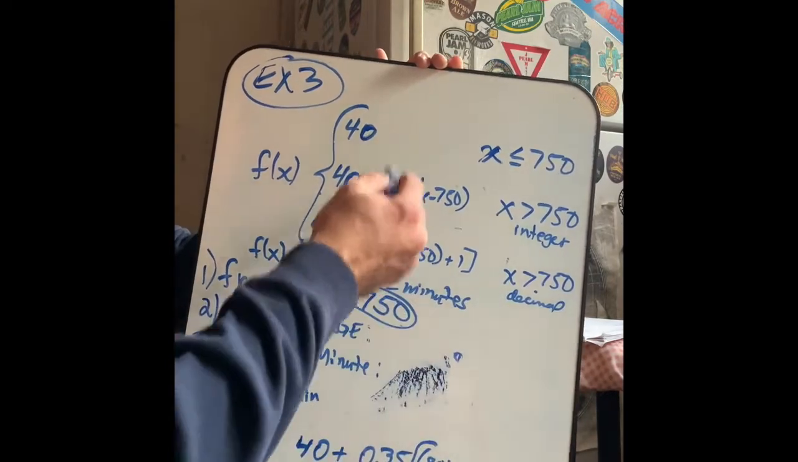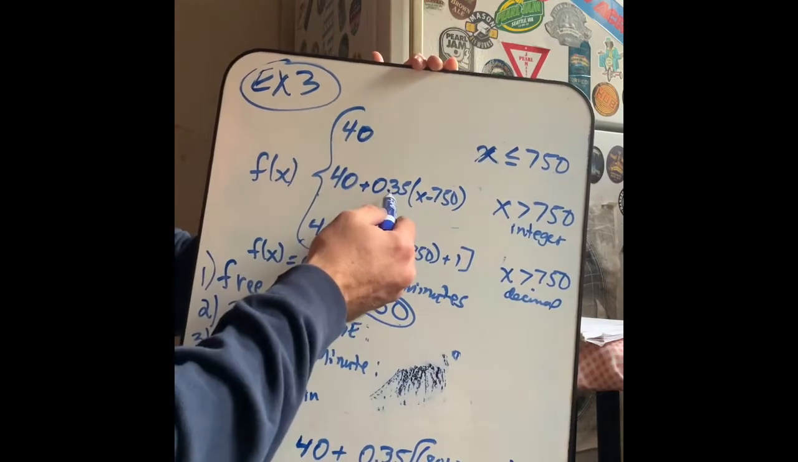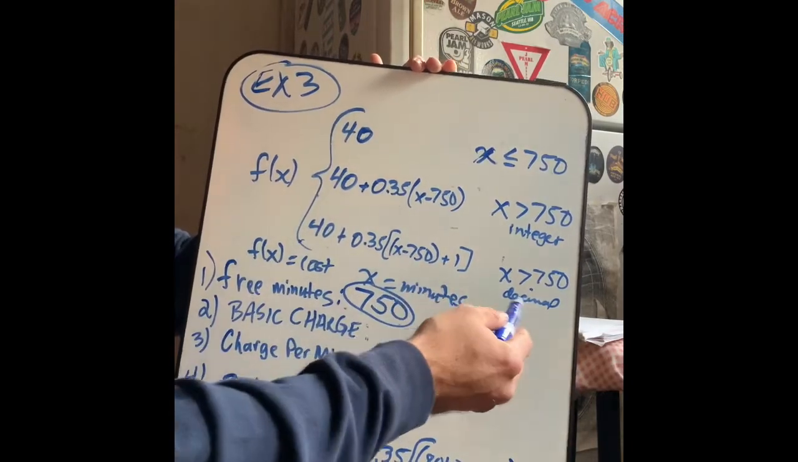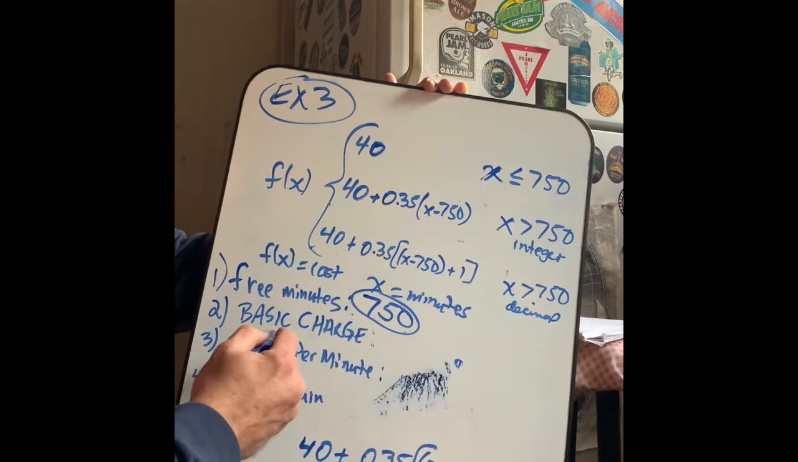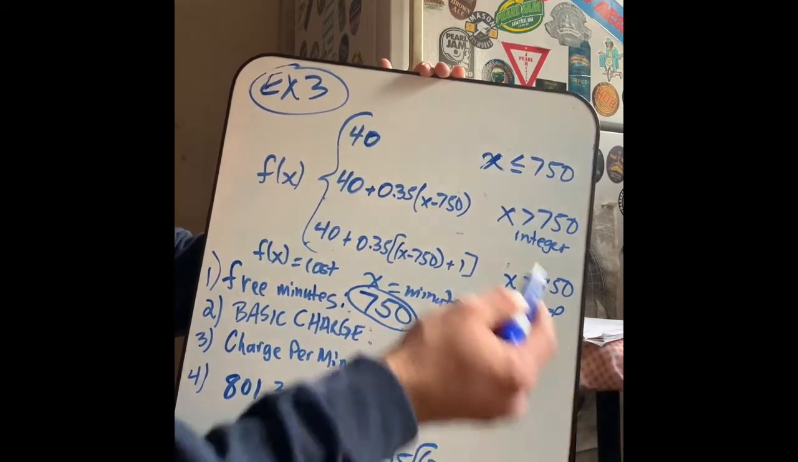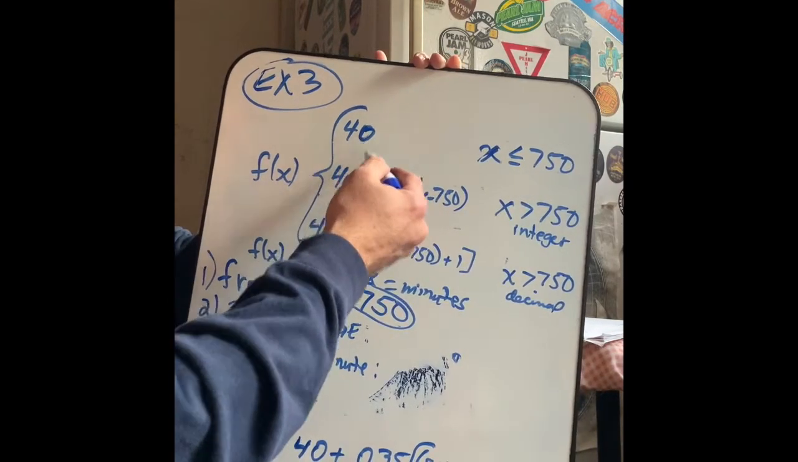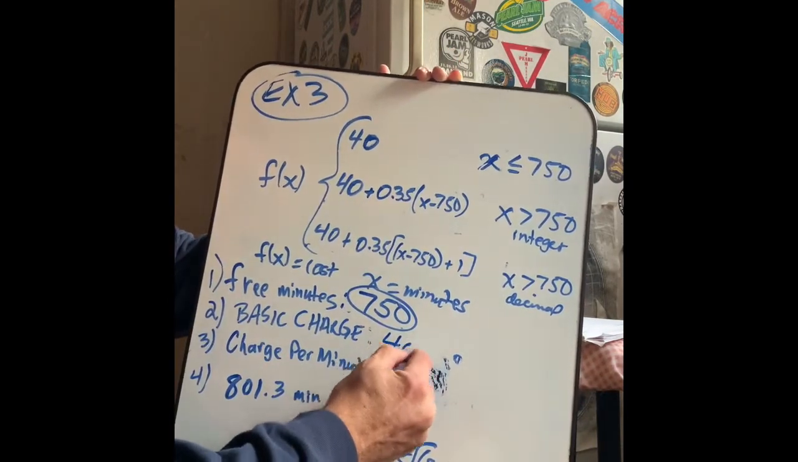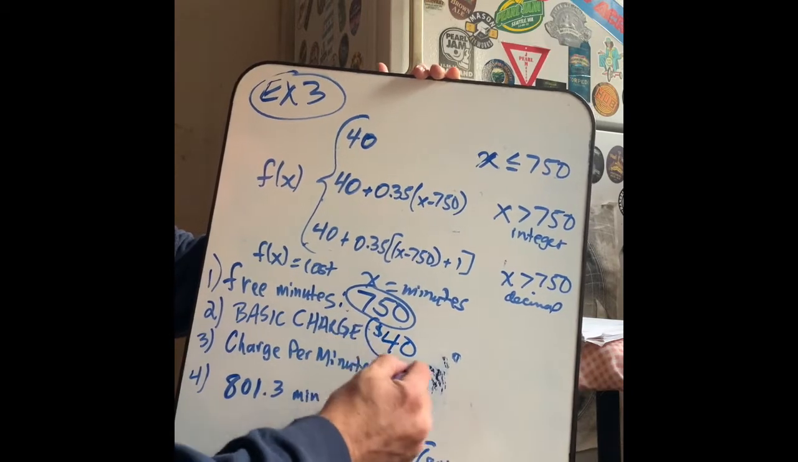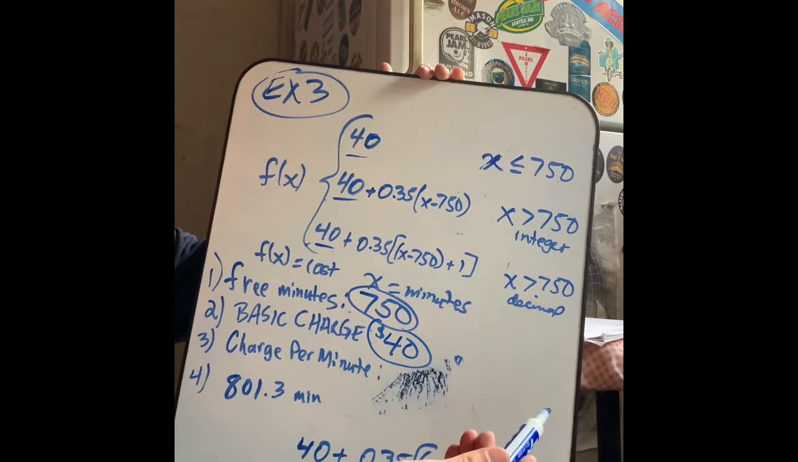Now, also looking at each equation, what's the same on each one? Well, the 40, 40, 40. This one's a little different with the decimal, but just from looking, the basic charge. Well, the basic charge is, if you don't go over your minutes, how much would it cost? And since less than 750 minutes, $40 here, that would have to be the basic charge. And notice, that's the same for all of them. 40, 40, 40. So it looks like that's the basic charge for all of them.